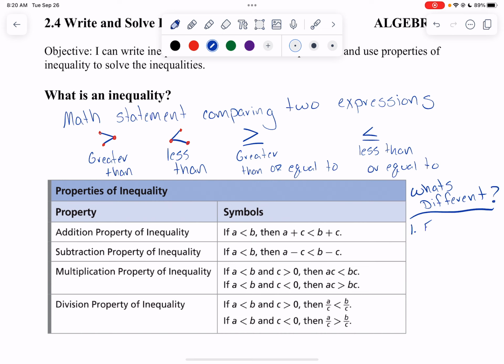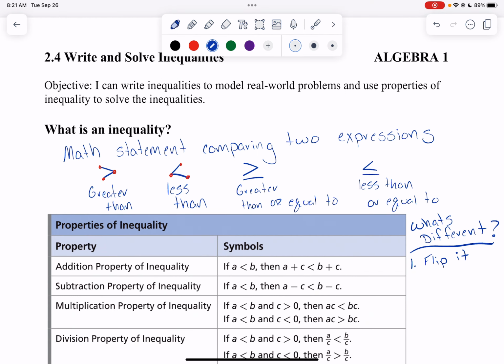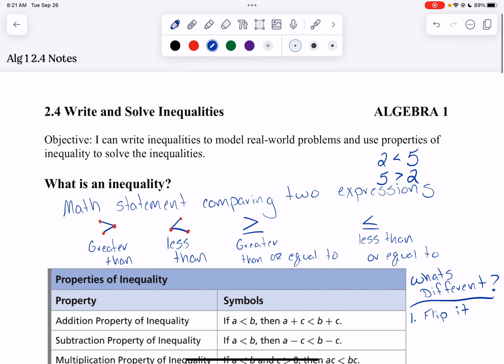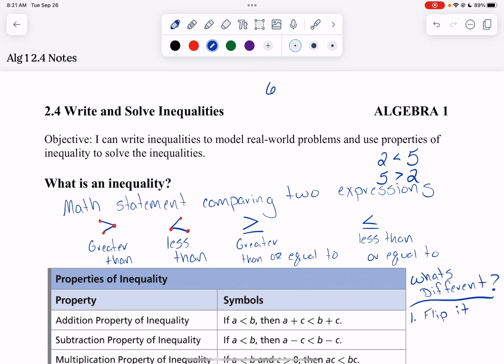Number 1, flipping it. What I mean by that is, if I have an inequality that 2 is less than 5, and I want to just flip it over, my inequality has to change direction. When we're solving an equality, let's say I have 6 equals x plus 5, it's no problem for us to flip it over. X plus 5 equals 6. It's really the exact same thing. We just flip the sides.